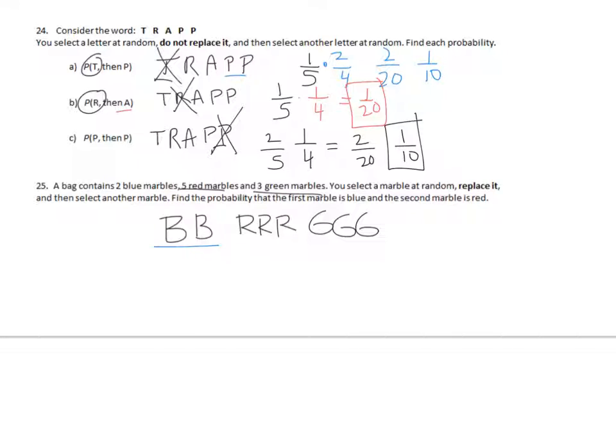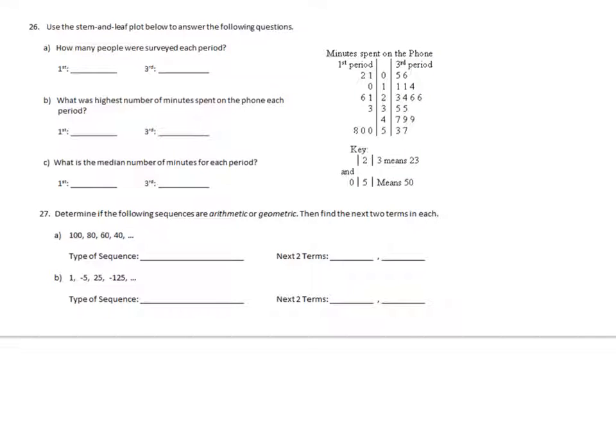So the probability it's blue is 2 out of 1, 2, 3, 4, 5, 6, 7, 8. 2 out of 8. And then you put the blue back, so it's still in there. So the second marble is red is 3 out of 8. And then you multiply straight across, and then you can reduce this to 3 out of 32. So make sure you reduce it.